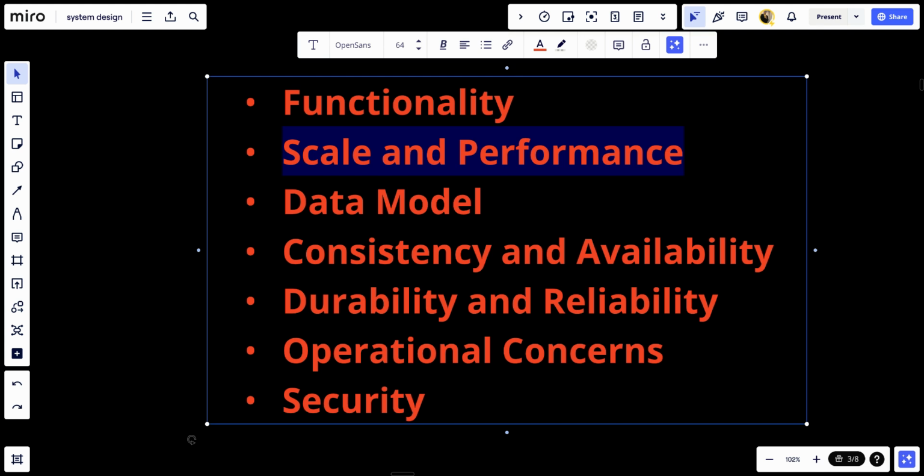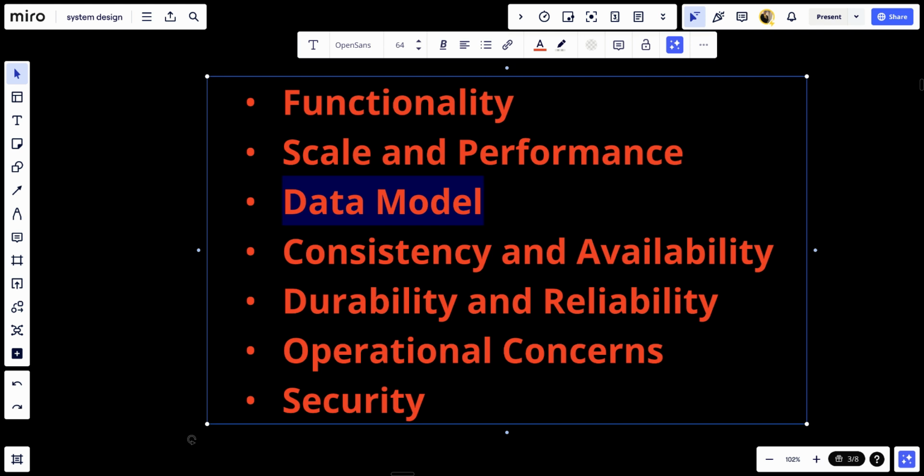You need to ask about scale and performance. For example, what is the expected scale in terms of number of keys, value size, and request rates? What are the latency requirements for read and write operations? What is the read versus write load distribution? Do we expect more read operations or write operations? This is in terms of scale and performance. Next, for example, we want to ask about the data model.